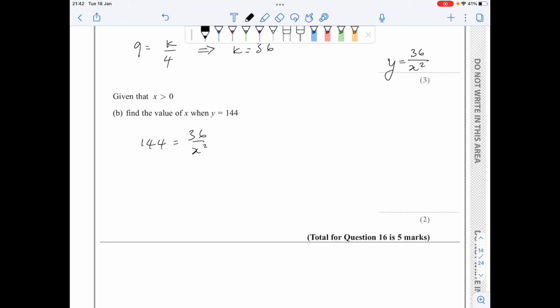So when I cross multiply, I'm going to get x squared is equal to 36 over 144, which is 1 over 4. So x is equal to the square root of 1 over 4, which gives me 1 over 2. I'm only keeping the positive value because x is bigger than 0.